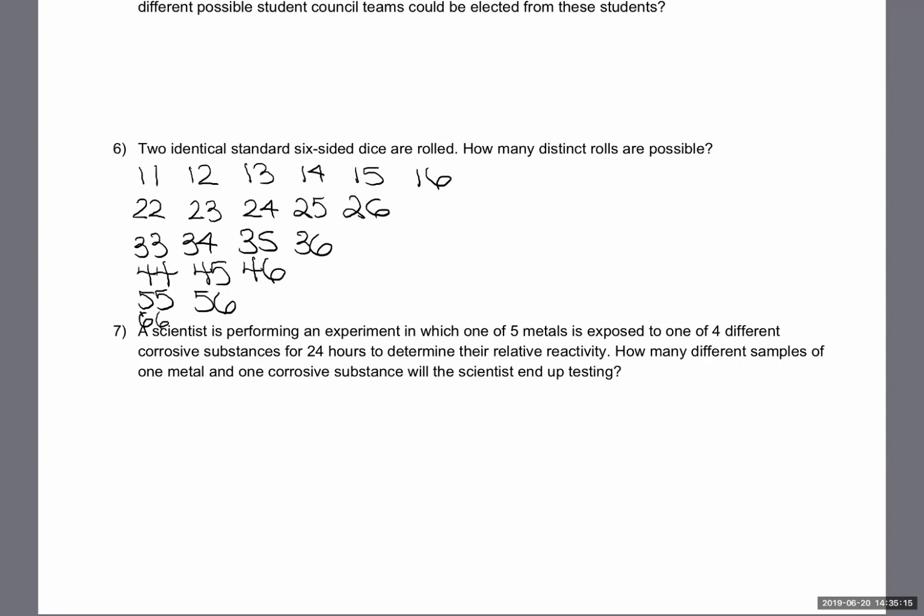Exactly, just 6-6. I'm not going to go back and look at 6-5, 6-4 because those were all accounted for in the other rolls. I'm looking for distinct rolls. Okay, great. So we got 1, 2, 3, 4, 5, 6, 7, 8, 9, 10, 11, 12, 13, 14, 15, 16, 17, 18, 19, 20, 21 distinct rolls.